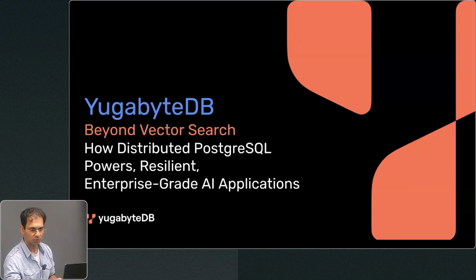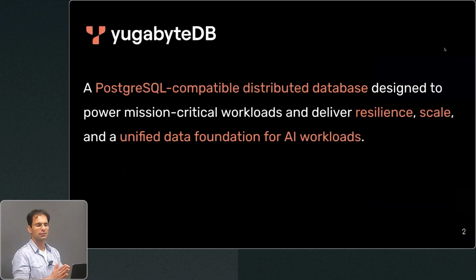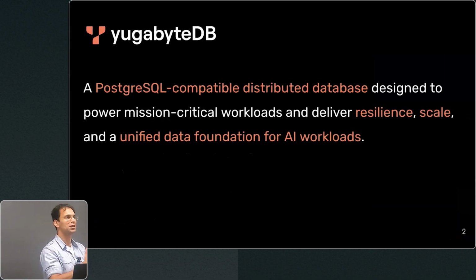Okay, so all right. I should have said all that on this slide, so just replay that in your mind. It's a Postgres-compatible distributed database, resilient and scalable, and it's the data foundation for AI workloads, right? So we're trying to put the AI into Postgres and make it a true next-generation AI database.